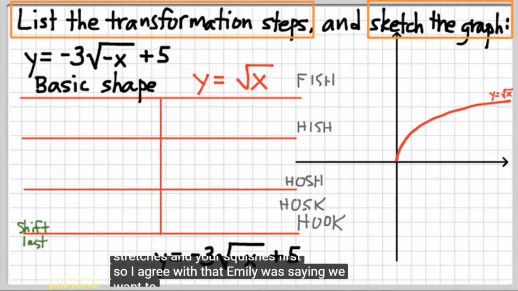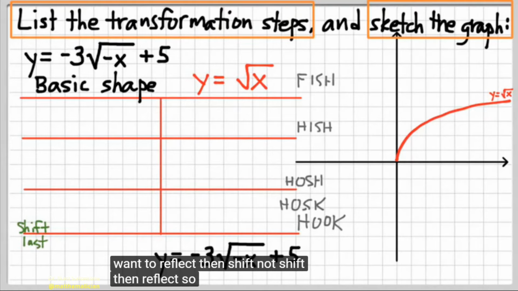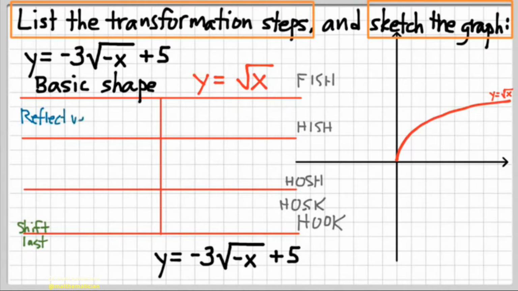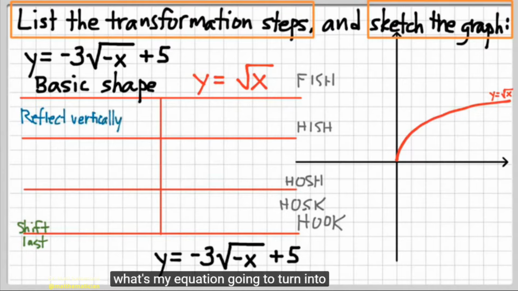So I agree with what Emily was saying. We want to reflect, then shift. Not shift, then reflect. So let's try that instead. If I start by reflecting vertically, what's my equation going to turn into? Y equals.